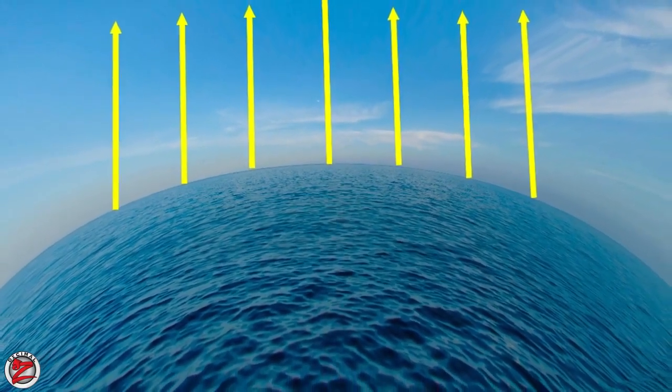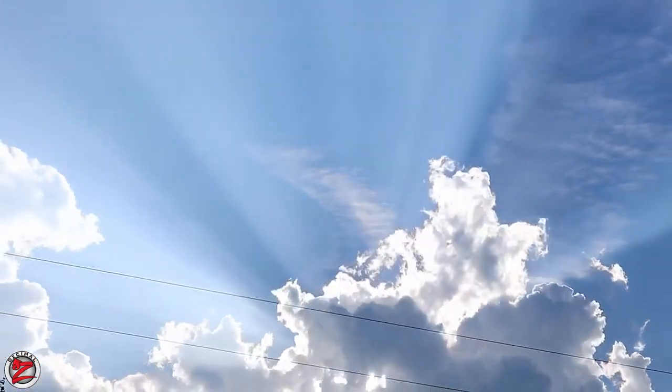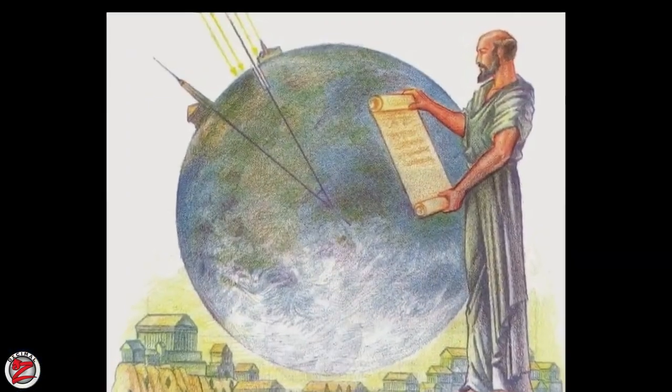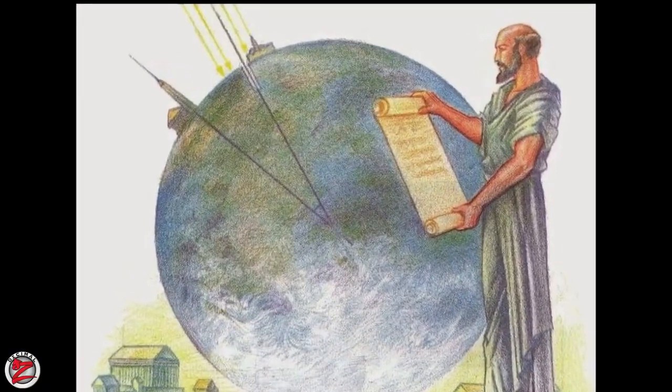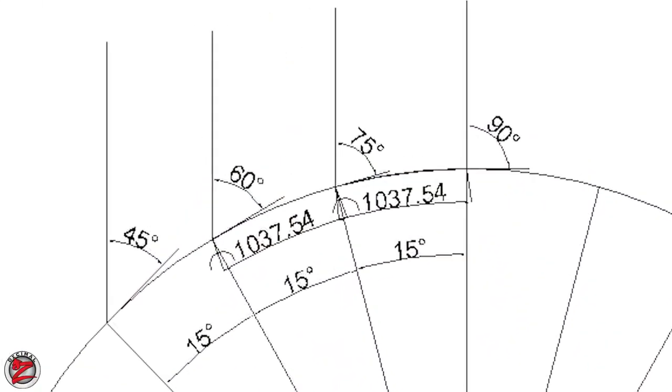How do we do that? It seems impossible. Parallel means they can't intersect, but we must make them intersect or the world model will fail too. They told us that Eratosthenes measured the circumference of the Earth using shadows only. How did he do it?